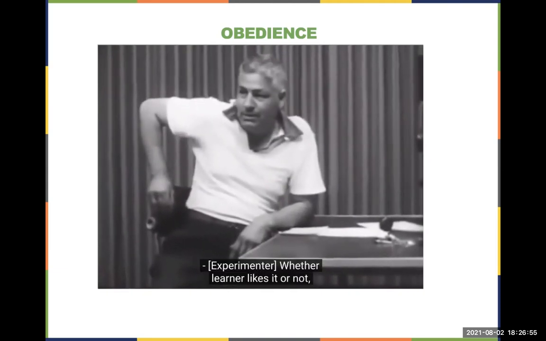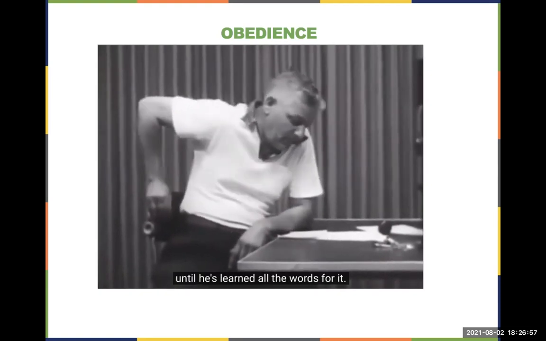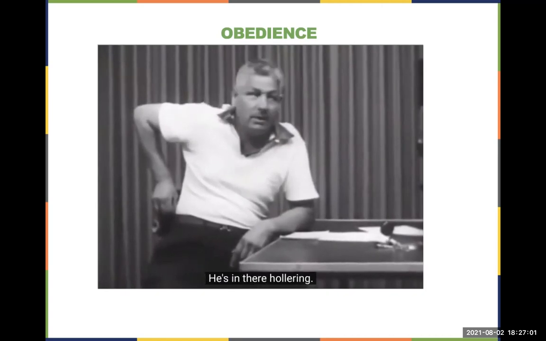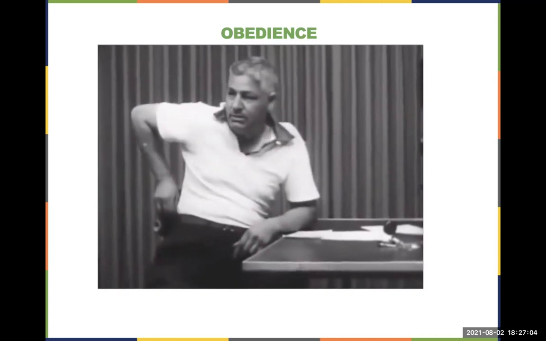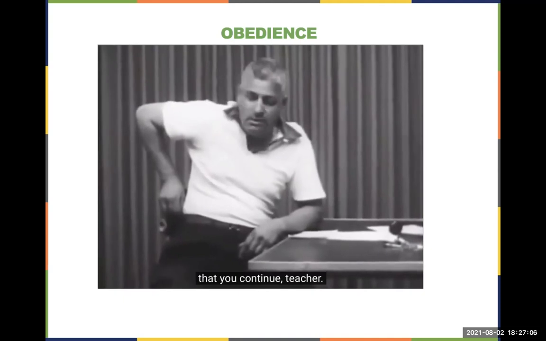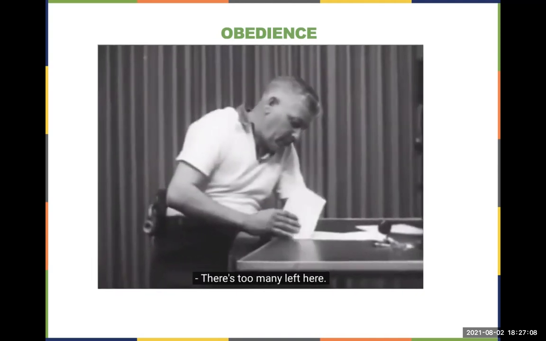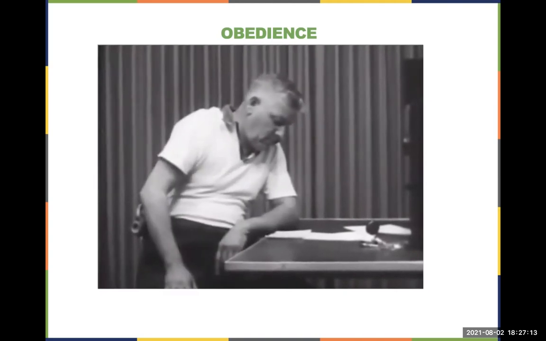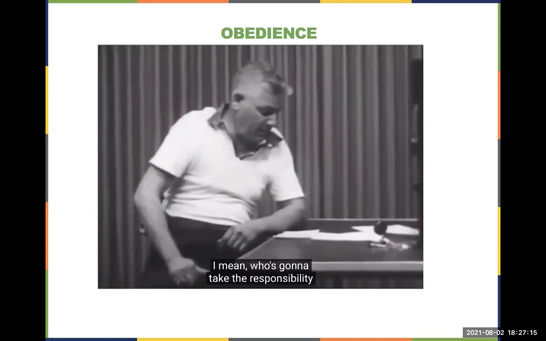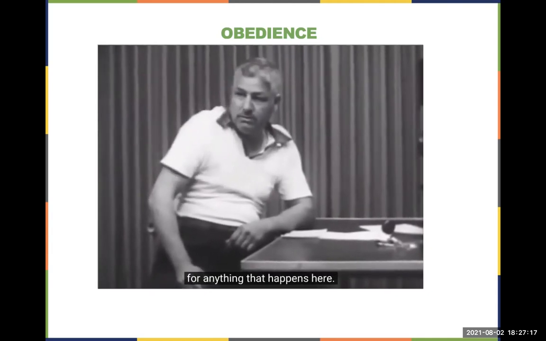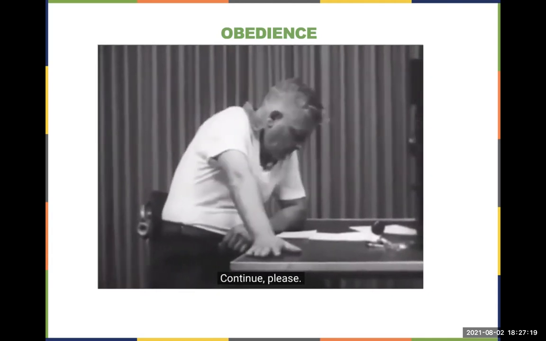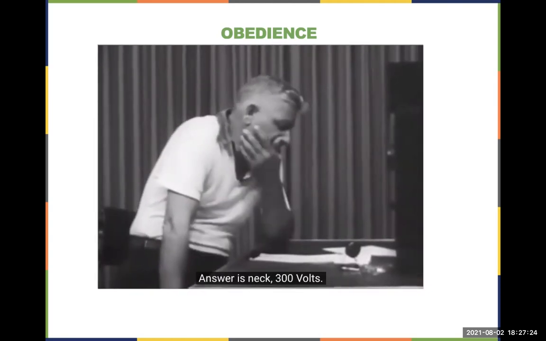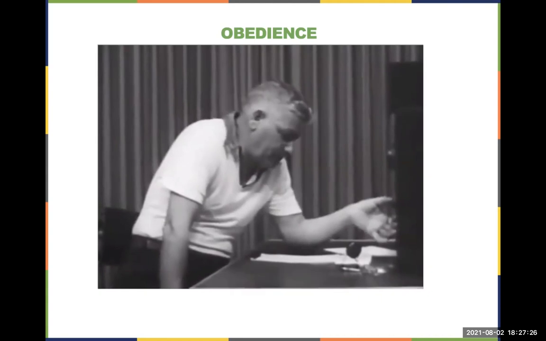Whether the learner likes it or not, we must go on until he's learned all the word pairs. I refuse to take the responsibility of getting hurt in there. I mean, he's in there hollering. It's absolutely essential that you continue, teacher. There's too many left here, and I mean, geez, he gets wrong here. There's too many of them left. I mean, who's going to take the responsibility if anything happens to that gentleman? I'm responsible for anything that happens here. Continue, please. All right, next one, slow. Wrong. Answer is neck. 300 volts.